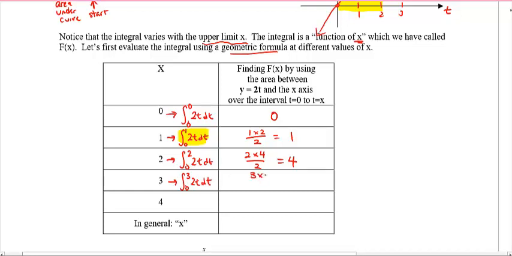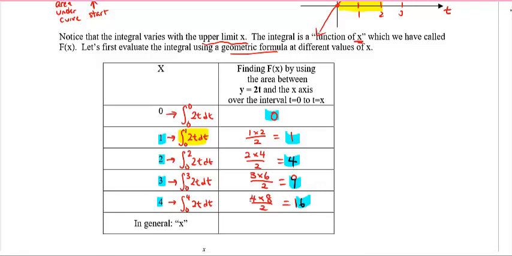Hopefully you see the base is 3, the height is 6, divided by 2, so the answer is 9. This would be 4 times, now the height would be 8, divided by 2, so that's 16. Now notice what our answers are for each of these. 0, 1, 4, 9, 16. And how is that related to x? Hopefully you can see that they are just the square. So in general, if I actually had this, you could hopefully see that the pattern says this is x squared.